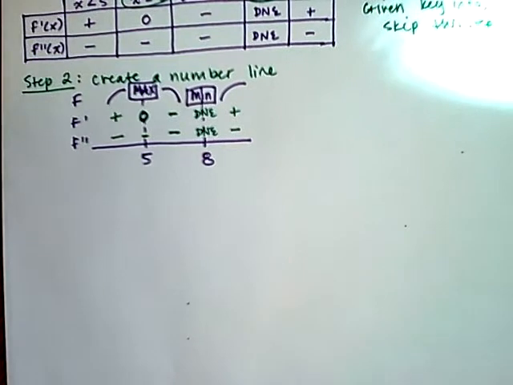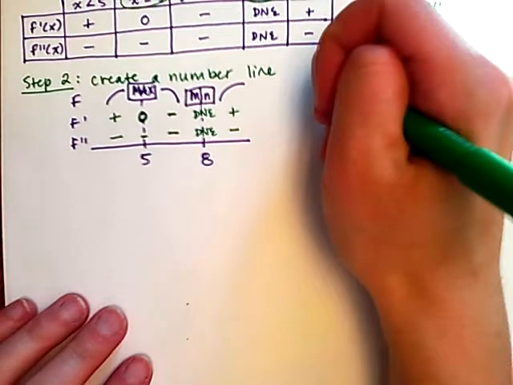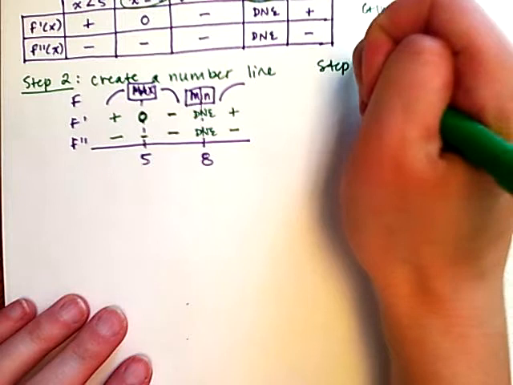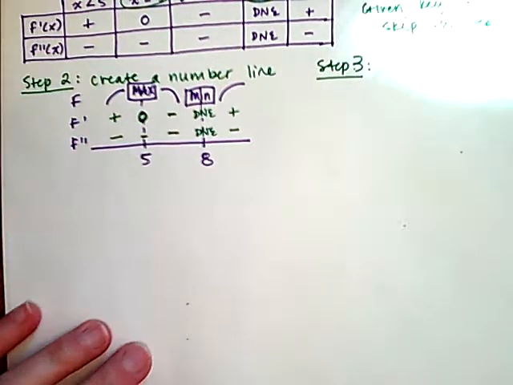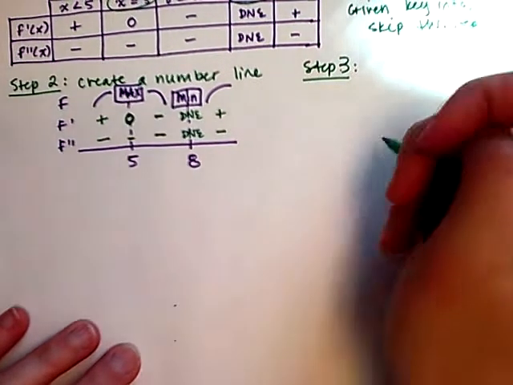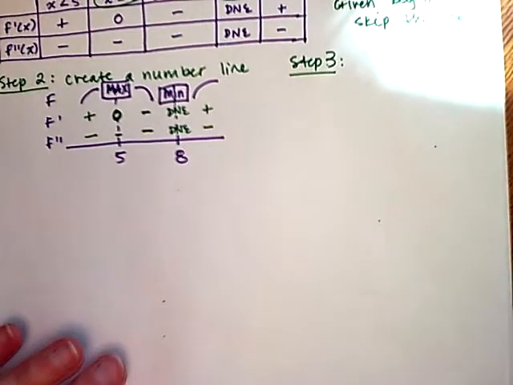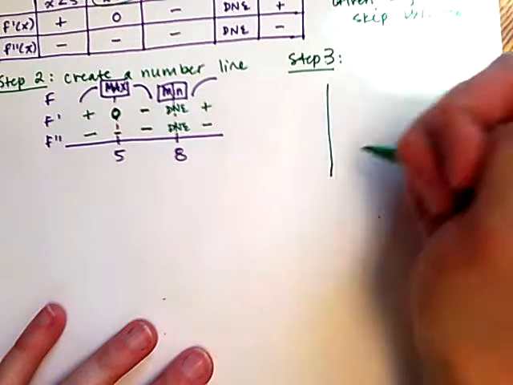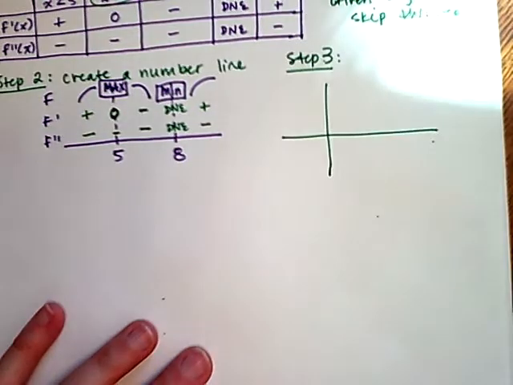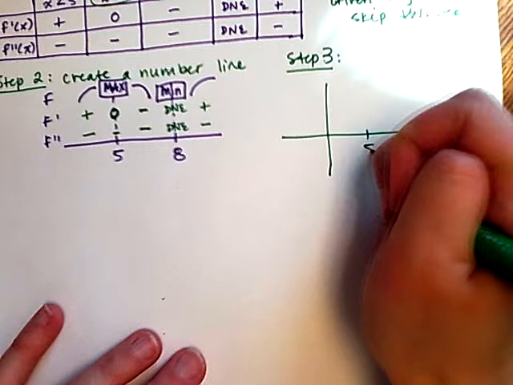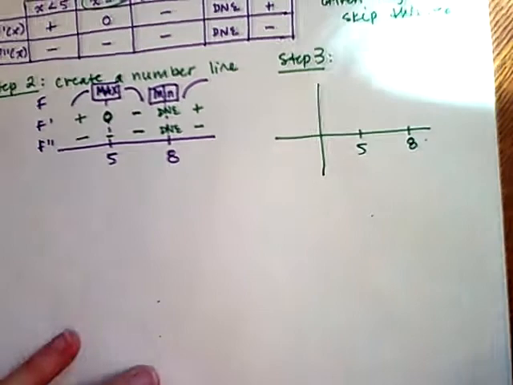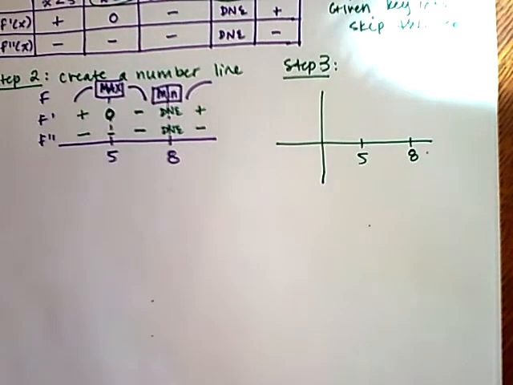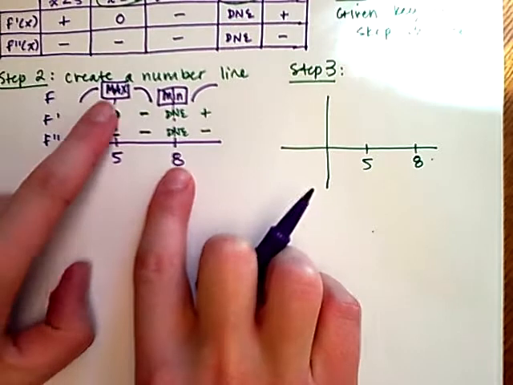Now I'm ready to put it all together in step 3 and start actually graphing. So when I go to graph, I first need to think about what part of the coordinate plane I want to show. Since I have critical points at 5 and 8, I really don't need the negative x-axis at all. I really just need to make sure I have 5 and 8 on here. Now I'm going to plot a point at 5 and 8.